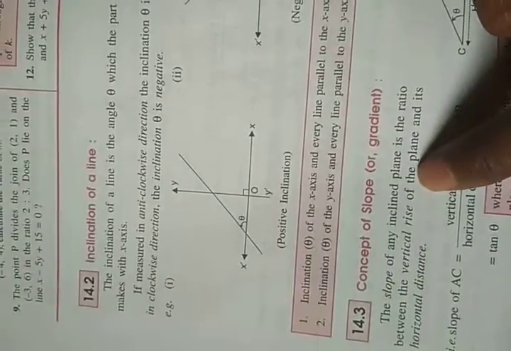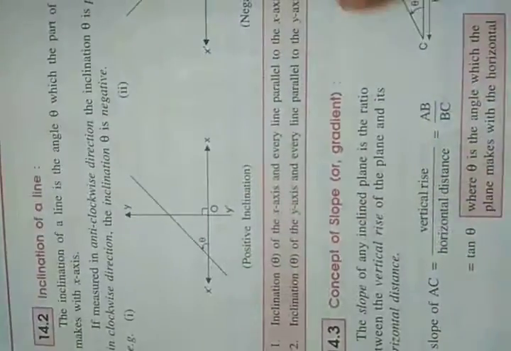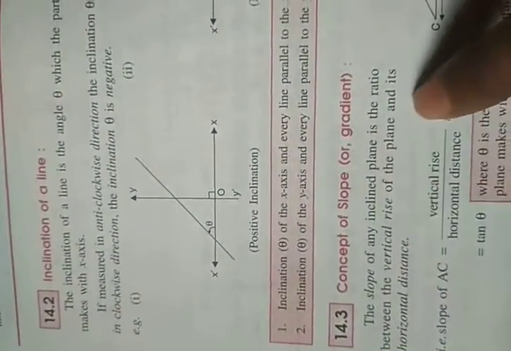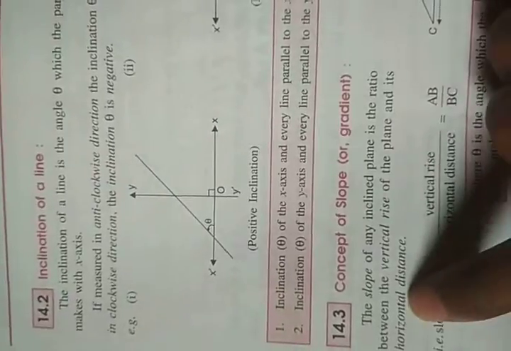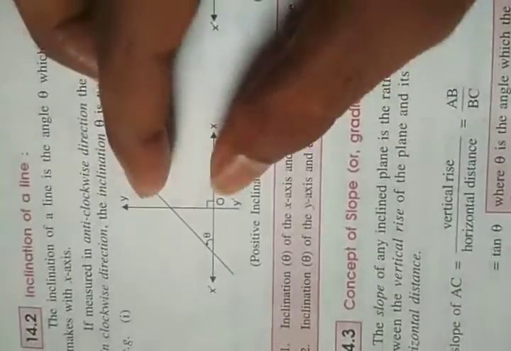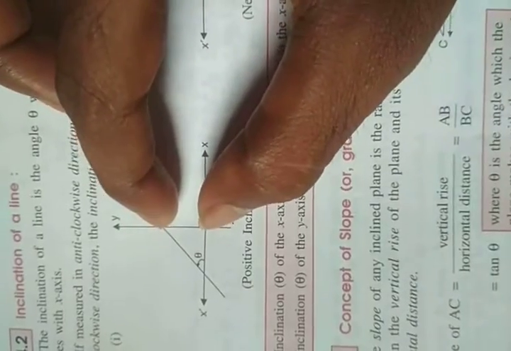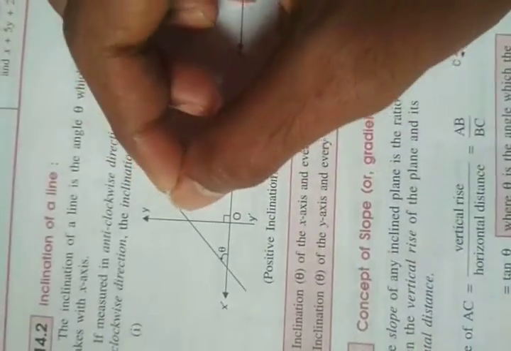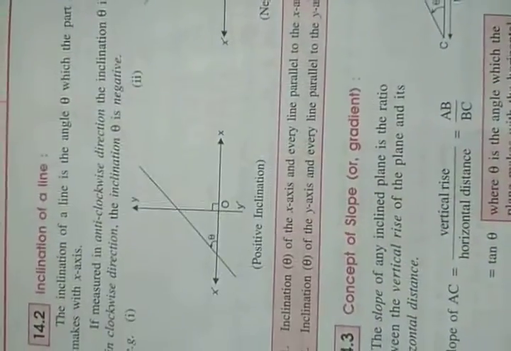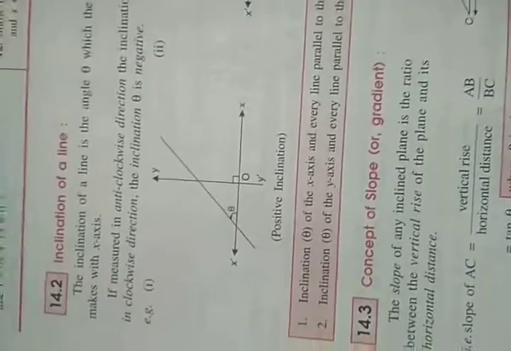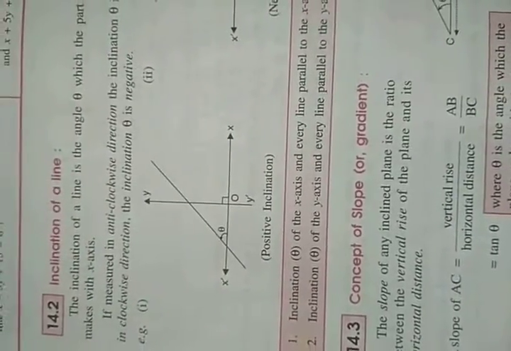Slope. What is the meaning of slope? Here theta is the inclination, which you have learned. Slope means the slope of any inclined line. What is the slope of that? It is the ratio of the vertical rise to its horizontal distance. Look at that. This is its vertical rise, and this is the horizontal distance. If it is 4 centimeters and 2 centimeters, then slope is 4 by 2 equal to 2. As this is a ratio, there will be no unit. So try to understand that clearly.